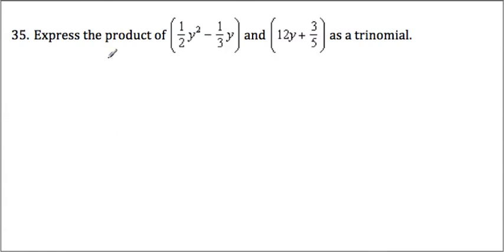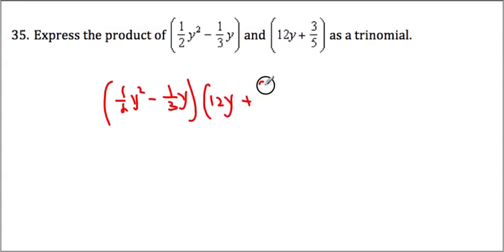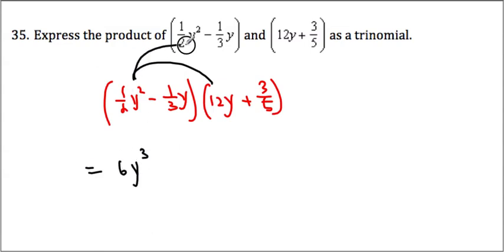How about number 35? What is the product of this one and this one? Product basically means we need to multiply them. So here we get 1/2 y squared minus 1/3 y times 12y plus 3/5. First here we multiply 1/2 times 12 becomes 6 y to the 3rd power, and then fraction times fraction, we multiply top and top, bottom and bottom, so we have plus 3/10 and then y squared.